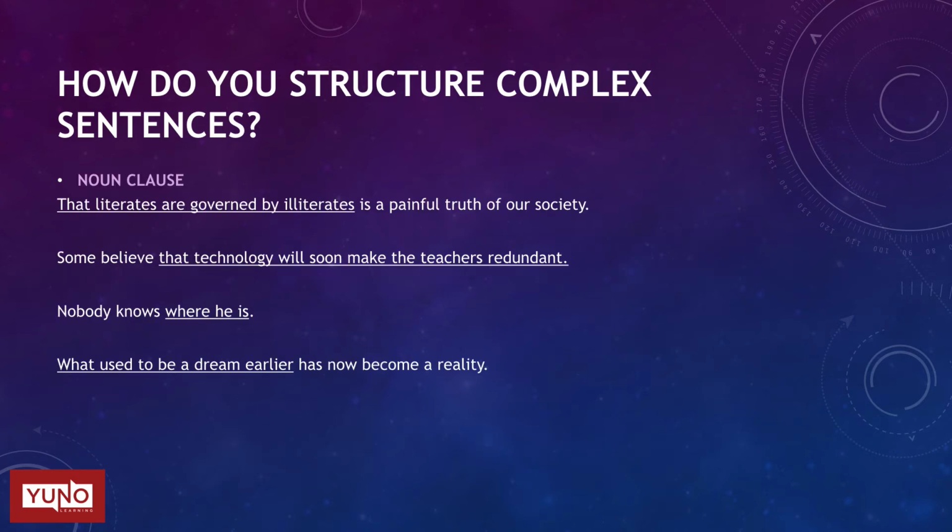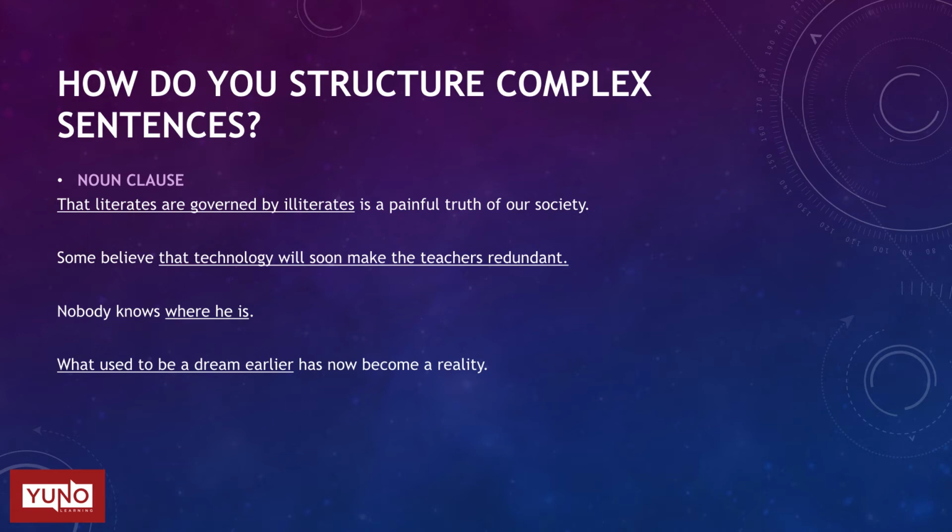So a complex sentence should have a dependent clause. Dependent clause means a group of words, that's a clause. It can play the role of a noun, an adjective, or an adverb. A noun answers the question what, who, where. So if I say something is a painful truth of our society, what is a painful truth? Something is. So that something should be a noun.